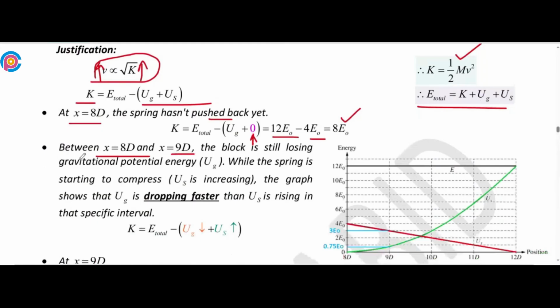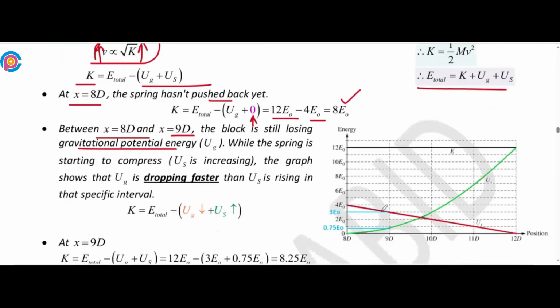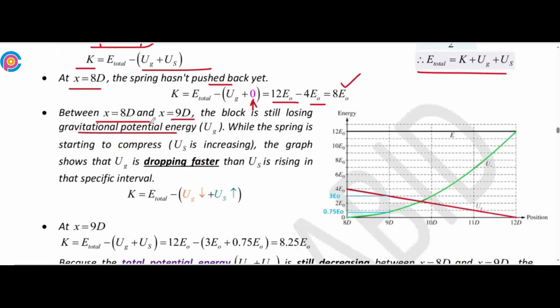Between x equals 8d and 9d, the block is still losing gravitational potential energy. You can see it is moving down, and while the spring starts to compress, Us is increasing. As you can see in the graph, Ug is dropping faster than Us is rising in this interval. That's the information you can see from the graph.